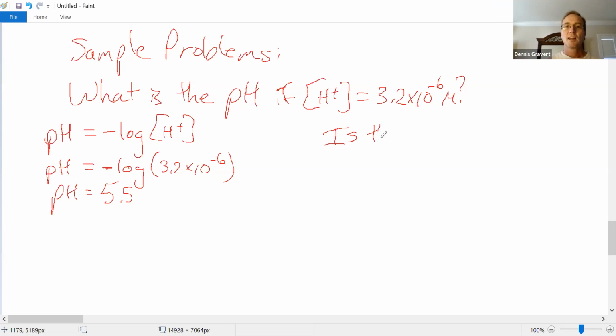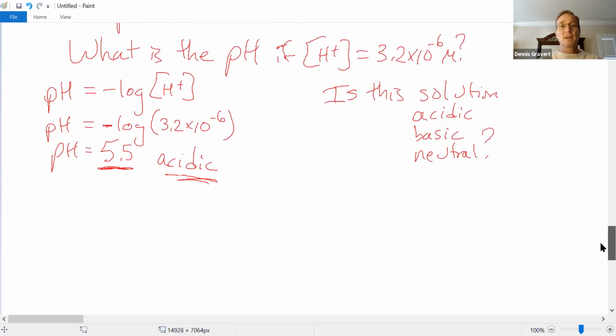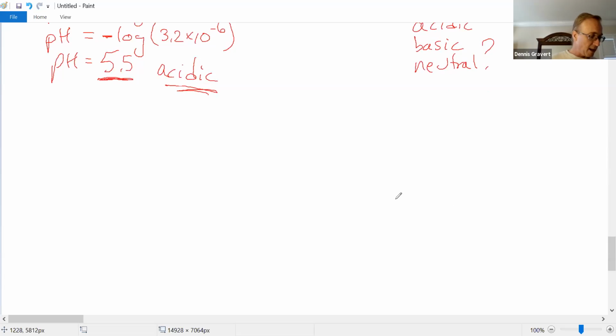Question 2, is this solution acidic, basic, or neutral? This one you have to remember on your own. Remember that pH 7 is neutral, and lower than 7 means it's acidic. Cool. All right, another sample problem might be, hey, what's the H plus concentration?